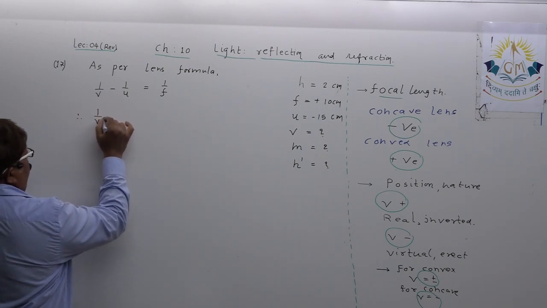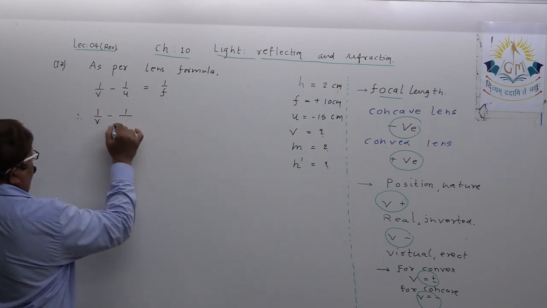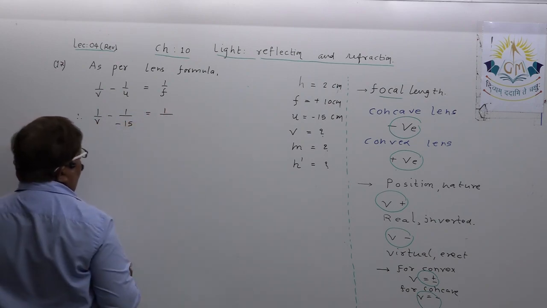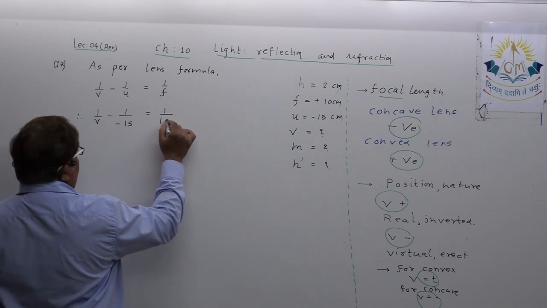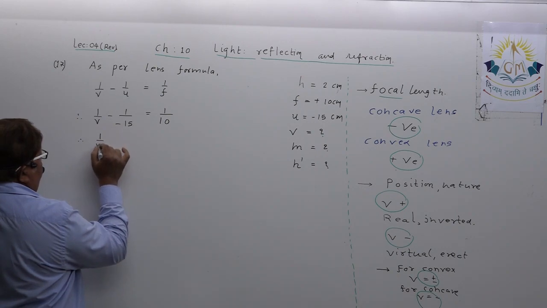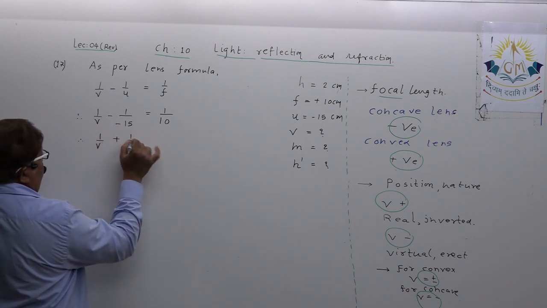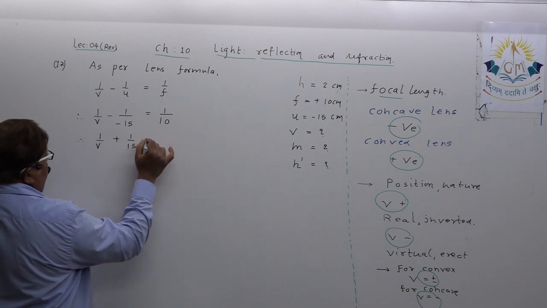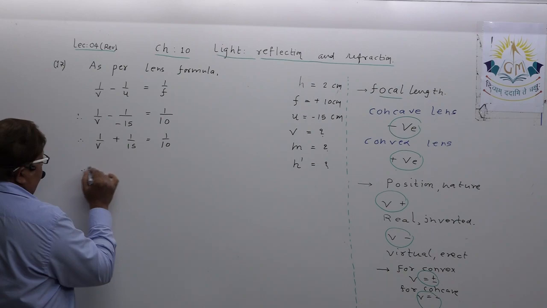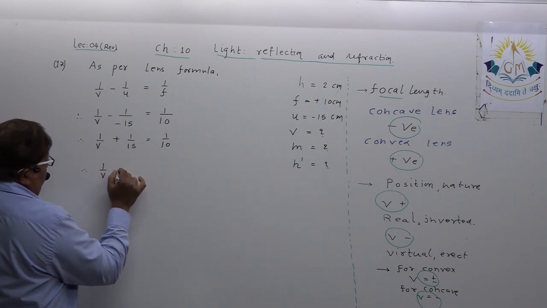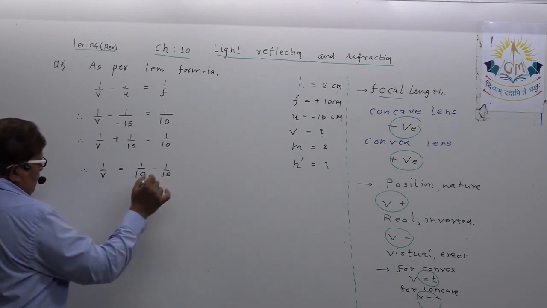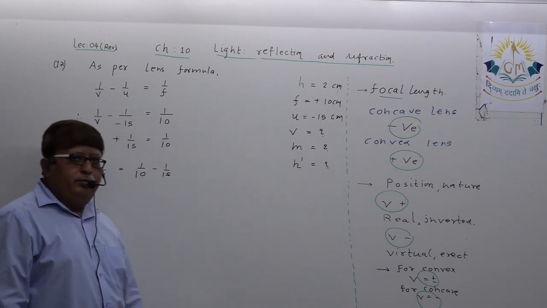We are looking for v. u has been given, f, that is 10. Okay. Now here 1 upon v minus minus 1 upon 15 equals 1 upon 10, which is 1 upon v plus 1 upon 15 equals 1 upon 10. So 1 upon v equals 1 upon 10 minus 1 upon 15.